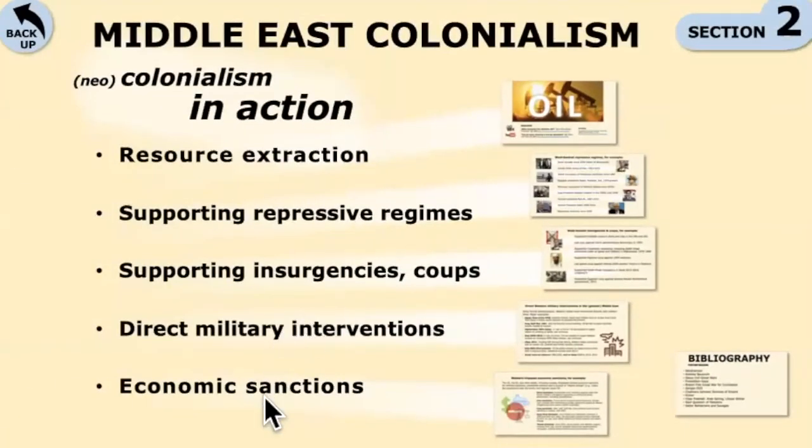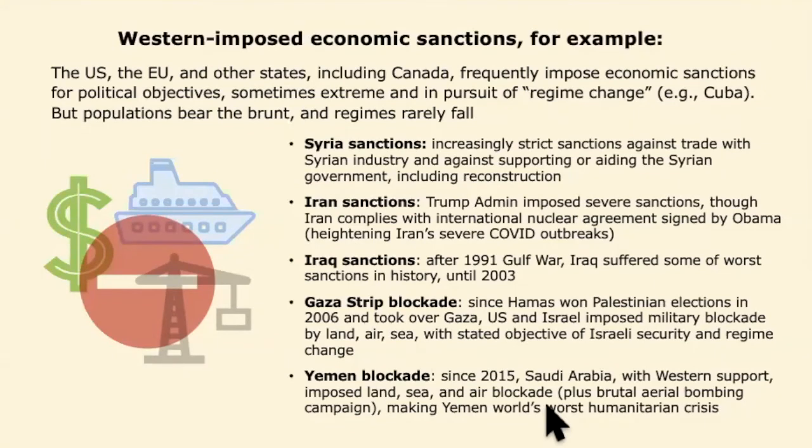Economic sanctions are another pervasive form of neo-colonialism in the region. For example, the US, the EU, and other countries, including Canada, have frequently imposed economic sanctions for political objectives, sometimes very extreme and in pursuit of regime change. Think about Cuba, which has been under embargo and sanctions by the US for many years. But with economic sanctions, populations typically bear the brunt, and the regimes rarely fall.